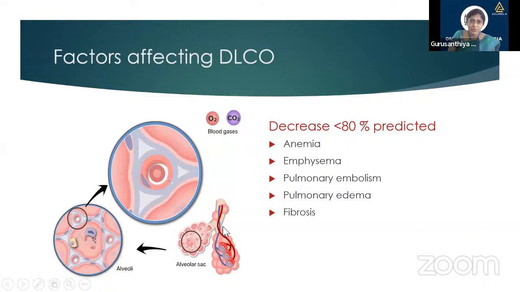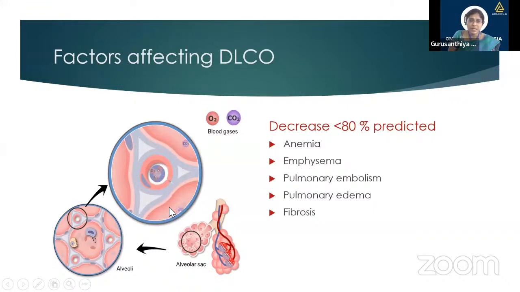Or when there is no perfusion across it, as in a pulmonary embolism, there is no blood supply at all to this segment. So it is going to become a V by Q segment and it is not going to diffuse. Then again, the DLCO is going to decrease.